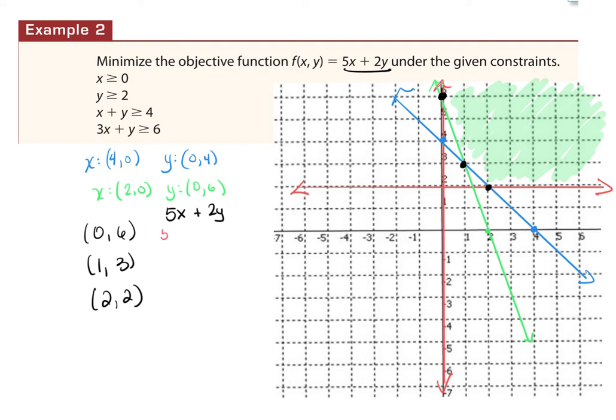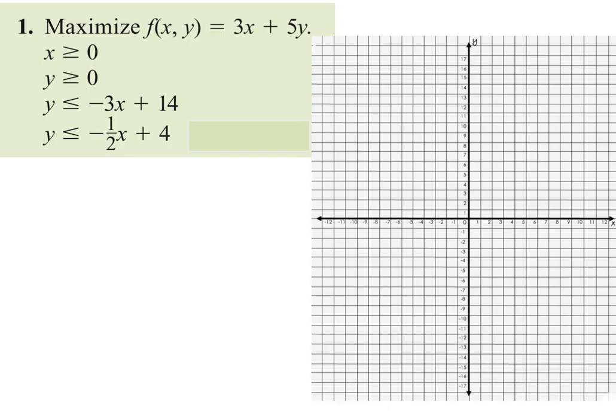So when we plug in the 0, 6, 5 times 0 plus 2 times 6 gives us 12. 1, 3, 5 times 1 plus 2 times 3, that gives us 11. And then the 2, 2, 5 times 2 plus 2 times 2, that gives us 14. Minimizing, we have a minimum at 1, 3, and our minimum value is 11. And so that would be how you minimize. Whichever is my lowest value, that is my minimum.